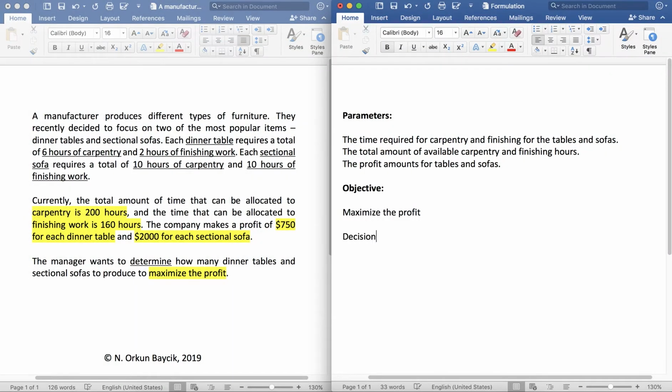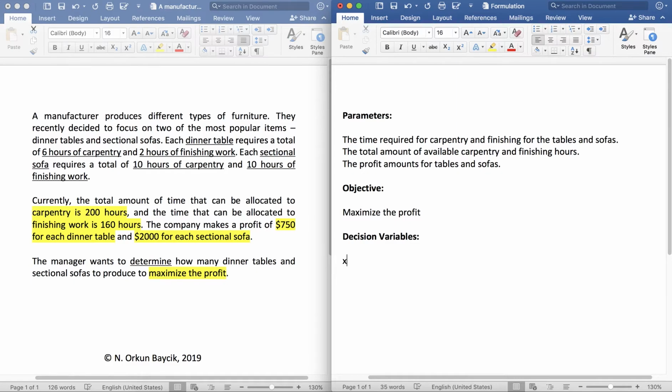And the next step is to write down the decision variables. So again, from the last paragraph here, I already underlined that sentence that starts by telling us what the decisions are. Okay, so we are going to get started with the mathematical model now. So we are going to start defining our decision variables. So we have two decisions to make, right? The first one is to determine how many dinner tables to produce, and the second one is to determine how many sectional sofas to produce.